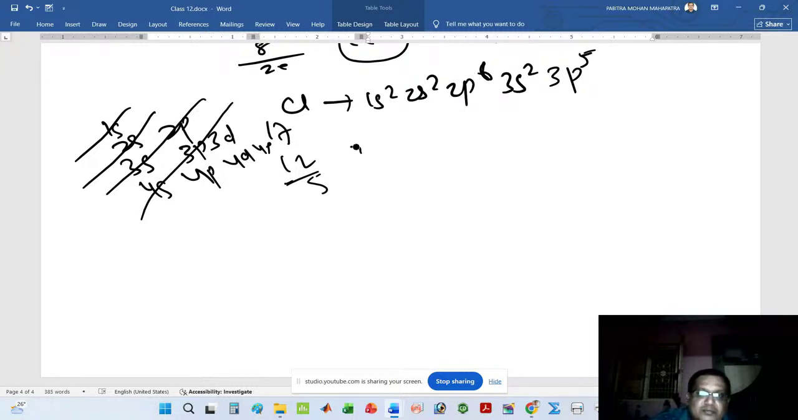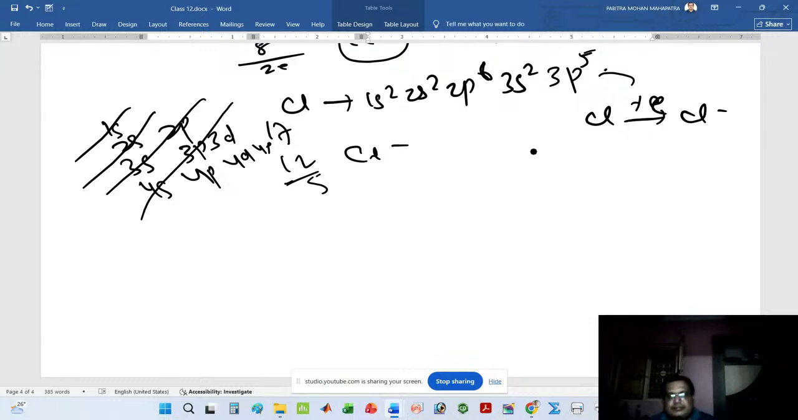Suppose I want to form Cl minus. An extra electron is given to the Cl. Then it will convert into Cl minus. Otherwise, it will not form.